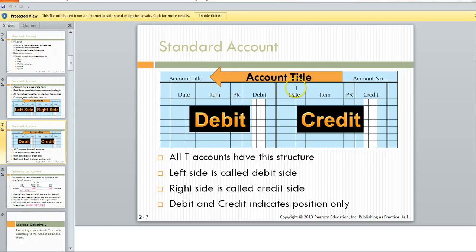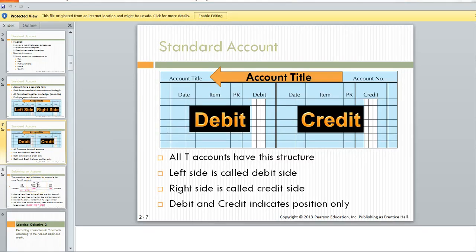Notice there are no plus and minus signs here. That's something that you have to learn. So you're going to have the title of the account, and you're going to have an account number from your chart of accounts, and you're going to have a left side and a right side specifically named debit and credit. We will get into increases and decreases in a couple of minutes.